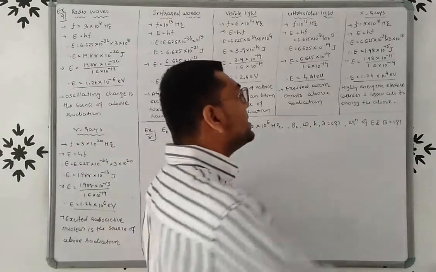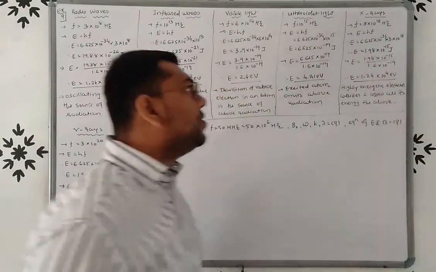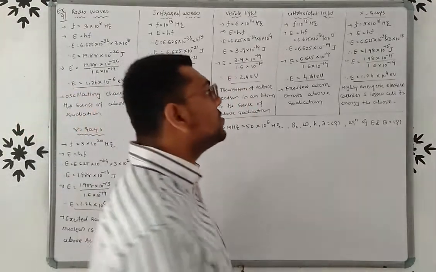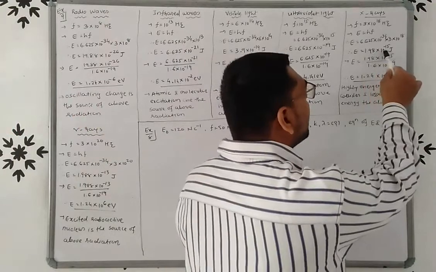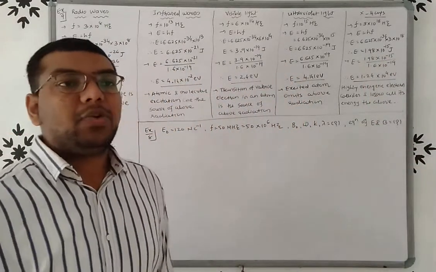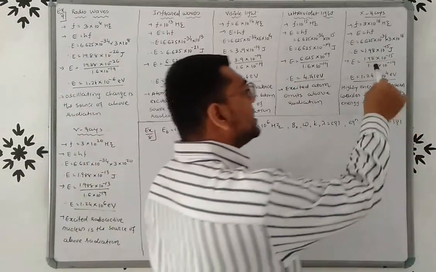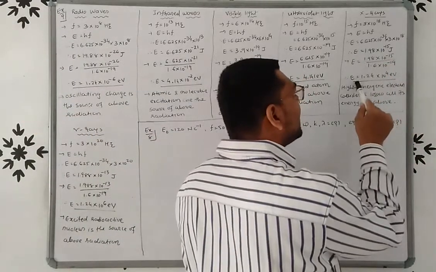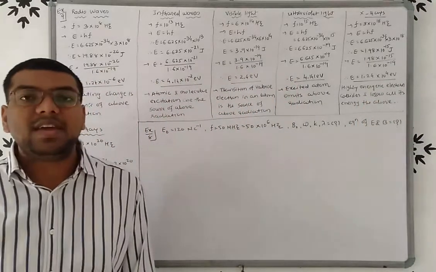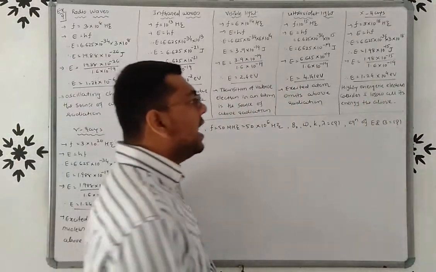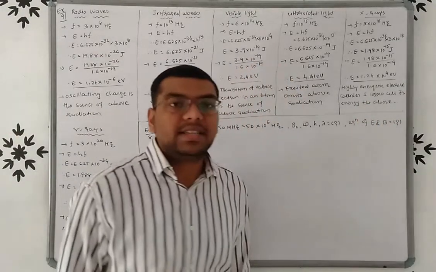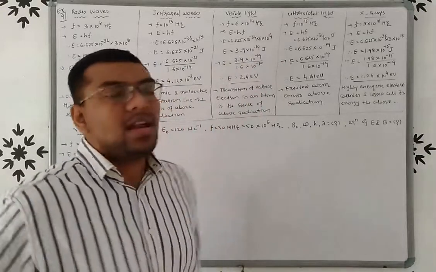Then X-rays, the frequency of X-rays is 3 × 10^18 hertz. So energy is equal to hf, so we get 1.98 × 10^-15 joule. To convert into eV, divide by 1.6 × 10^-19, so we get energy of X-ray 1.24 × 10^4 eV. The highly energetic electron collides and loses all its energy, then this radiation is produced.